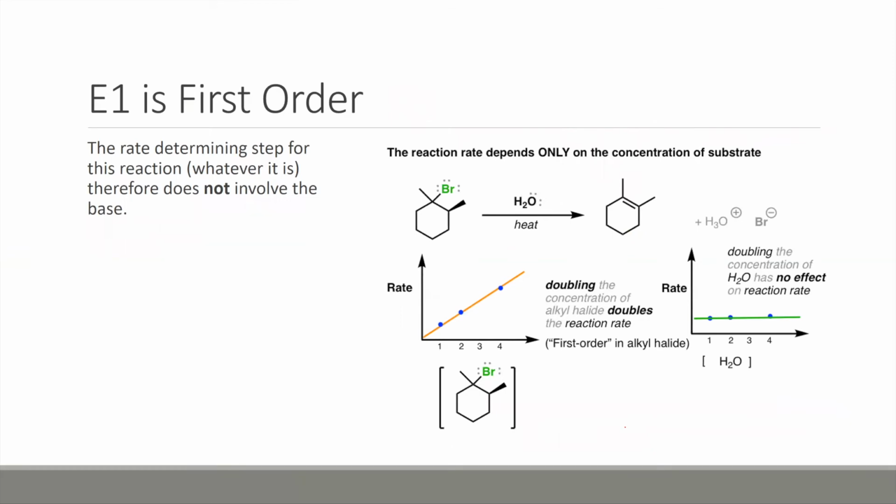So again, E1 is first order. It was the reaction we talked about that is first order. It is the reaction that uses a weak base, and it only involves the substrate. So doubling the concentration of the substrate will double the reaction. However, doubling the amount of water here has no effect on the reaction.